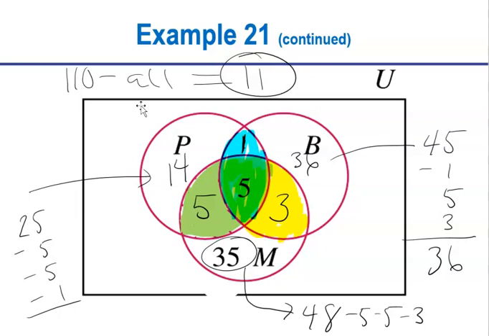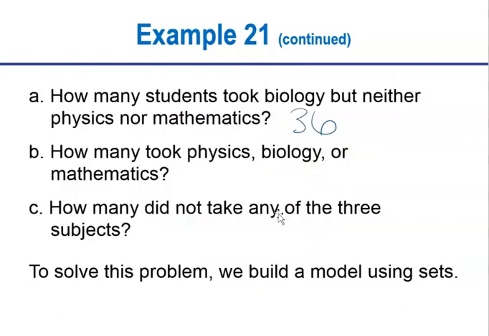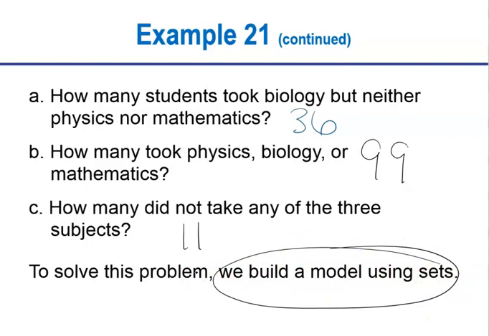It is, right? I was just working backwards there. But if you add all those numbers together, that would give you 99. Okay. How many did not take any of the 3 subjects? Remember, that's 11. That's what we found out last. Okay. And of course, to solve this problem, we build a model. We sure did. And we filled it all in. Aren't those great problems? I think you'll enjoy those.